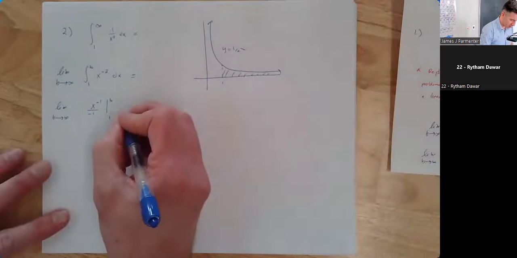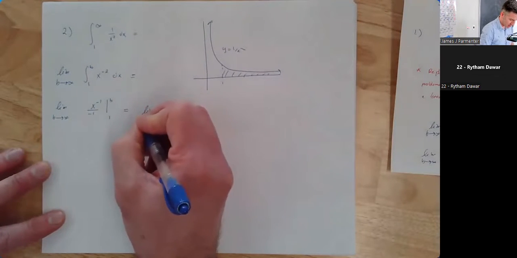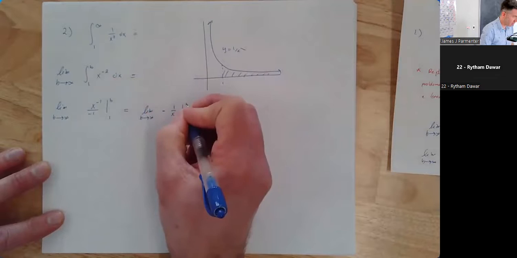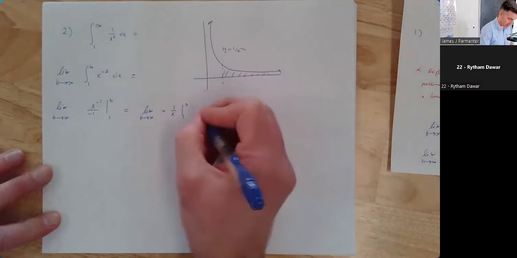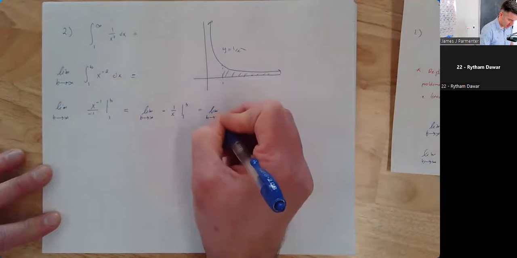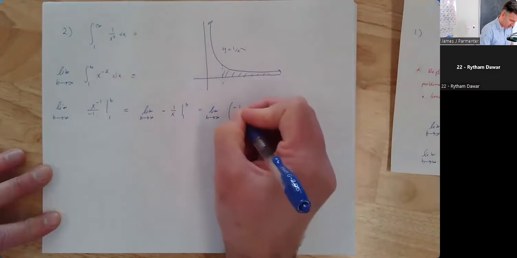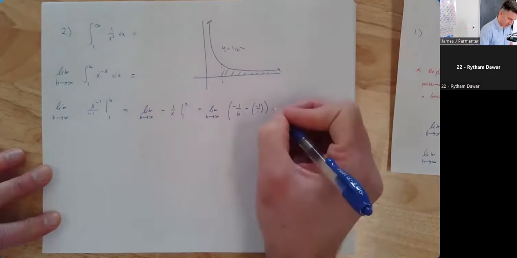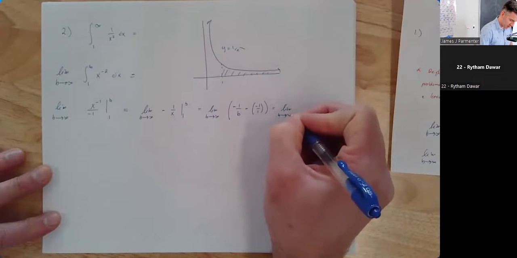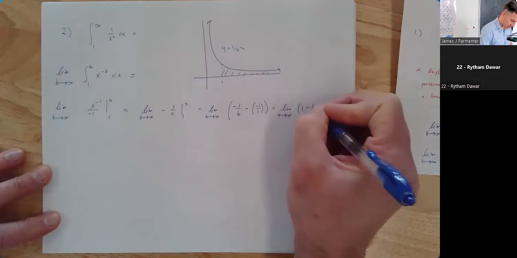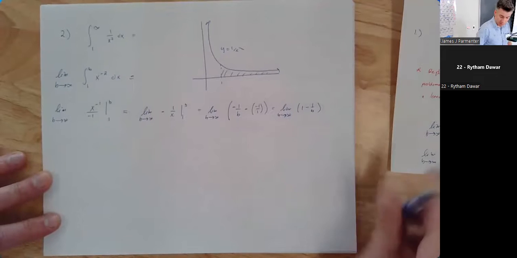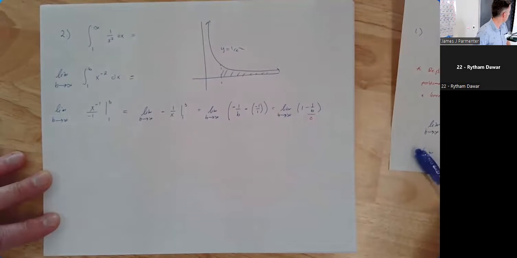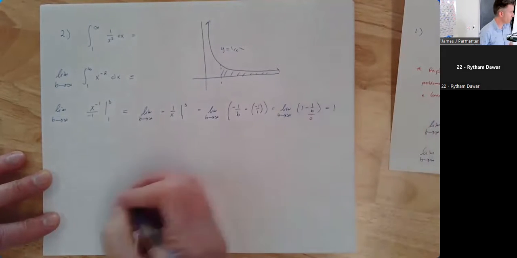So I would certainly encourage you to rewrite this as the limit as b goes to infinity of negative 1 over x from 1 to b, and then plug in the limits of integration and get the limit as b goes to infinity of negative 1 over b minus negative 1 over 1. Or if you like, the limit as b goes to infinity of 1 minus 1 over b. And then as b goes to infinity, this 1 over b is going to get infinitesimally small. It's going to go to 0. So we're going to get 1 minus 0, which is 1.